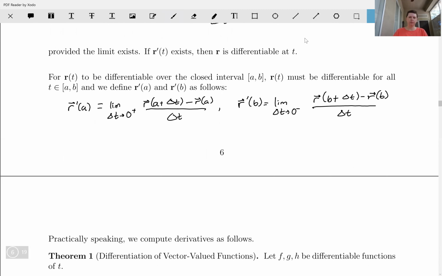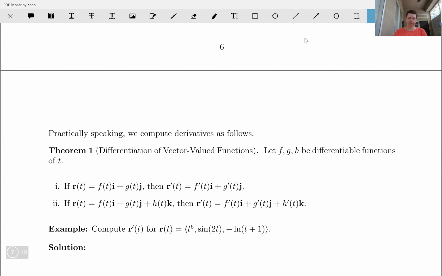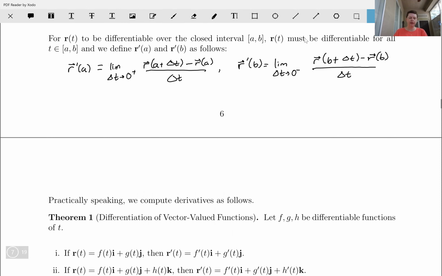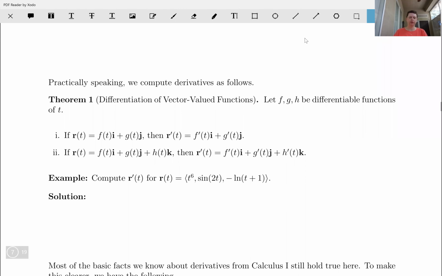Practically speaking, we compute derivatives like we always did, right? We compute derivatives by differentiating the component functions, as shown in the theorem here. So it's just like we're taking limits, which kind of makes sense because we define taking limits component-wise. So when we plug in this definition of the derivative, we are doing that for each of the components, which turns into the derivative of each of the components. So we're going to use everything we already have learned in Calc 1.